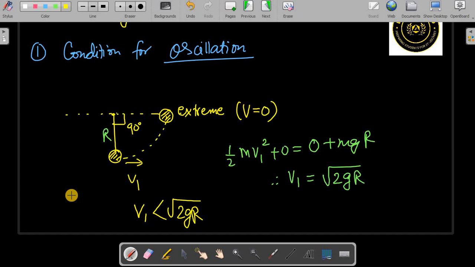Let's say they have given v1 at the bottom as root gr or root 1.5gr. That means it is under oscillation. We should directly tell that. Okay, right. Then let's see the other condition.